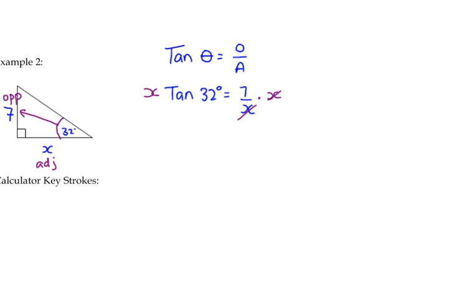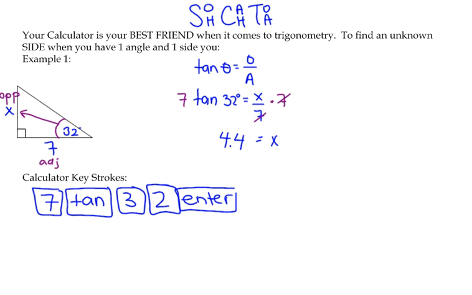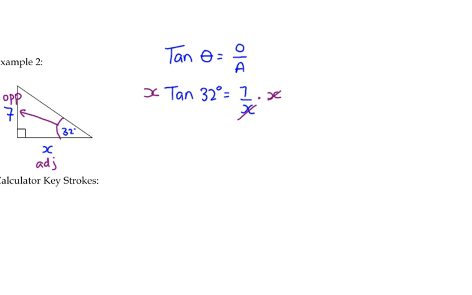So that first step, no matter what, when we're solving for a side, is multiplying both sides by the denominator. No matter what. So in this case, we multiply both sides by 7. Here, we're going to multiply both sides by x. It's an extra step, but that's okay, because now how do we get x by itself? X times tan 32. Divide by tan 32.